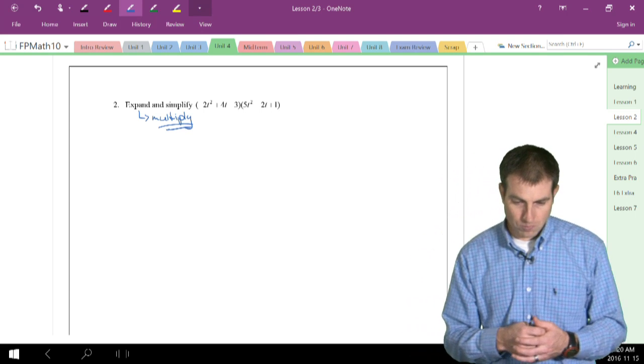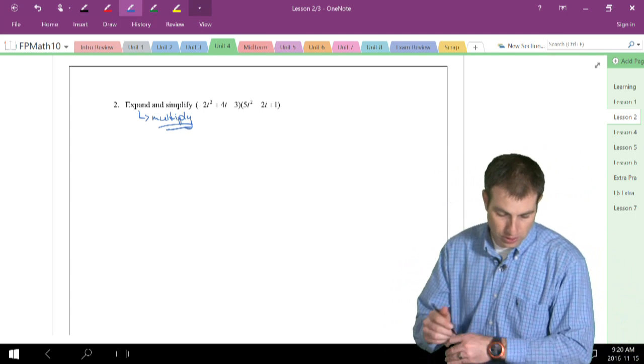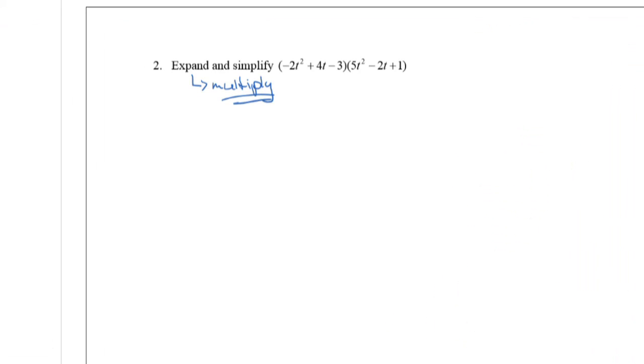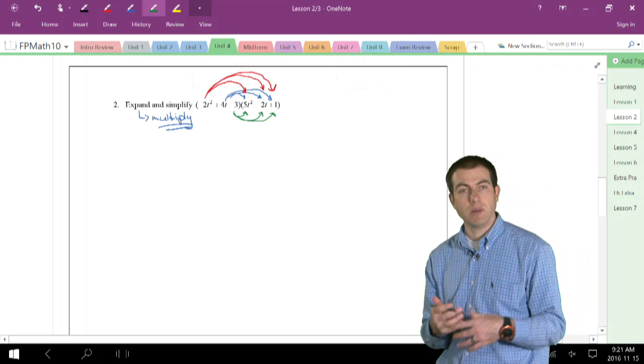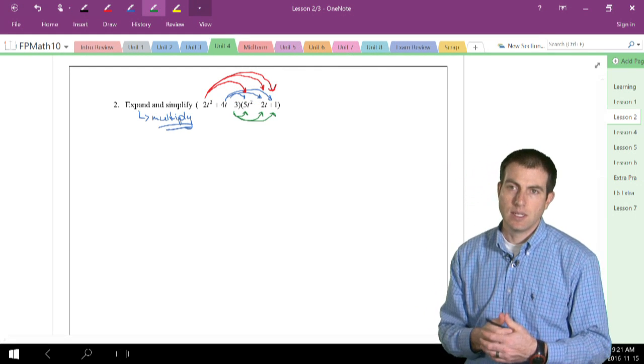So I guess maybe I'll pick a couple different colors here. I'll do the 2t squared in red. So I'm going to multiply this 2t squared by each of these three things. Maybe we'll do the next one in blue. It's this 4t times the next 3. And then the last one we'll do in green, this 3 times each of these things. So each term in the first set of brackets needs to be multiplied by each term in the second set of brackets.